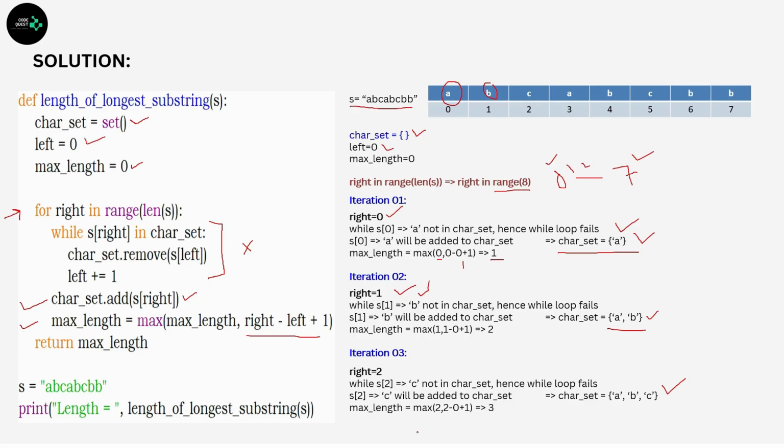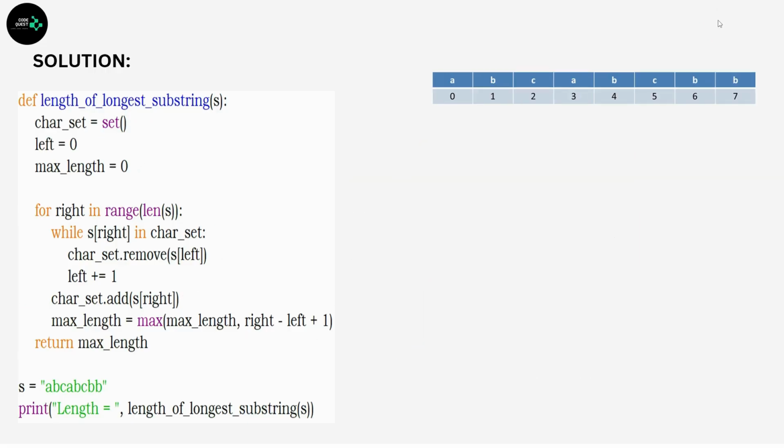Now, while calculating the length, we take max of the max length as of now, which is 2, and right minus left. Right is 2 and left is 0. So 2 minus 0 plus 1 is 3. So max of 2, 3 is going to give me 3. By the end of iteration 3, we could see the char set is holding 3 elements, left is still 0, and max length is updated to 3.